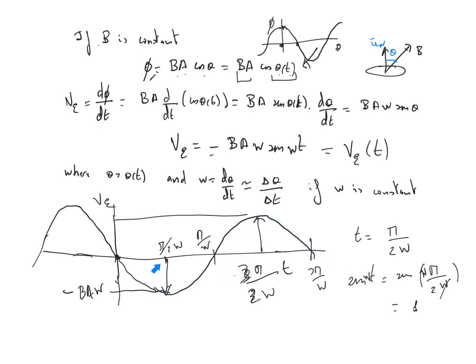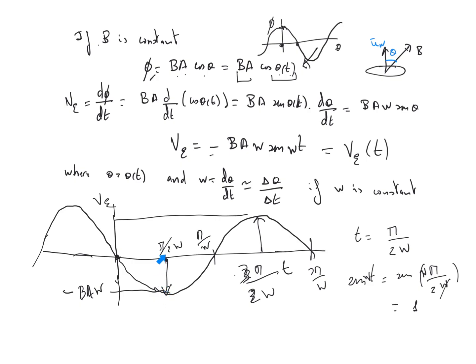So epsilon is negative when t is pi over 2 omega. When t is pi over omega, let's say that omega is 3 hertz, 3 revolutions per second, 3 revolutions per second. So you will have pi over 6 here.